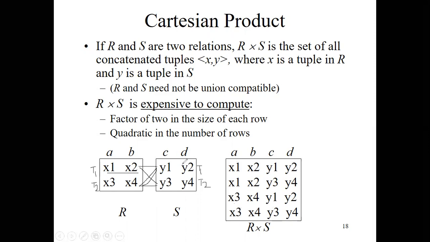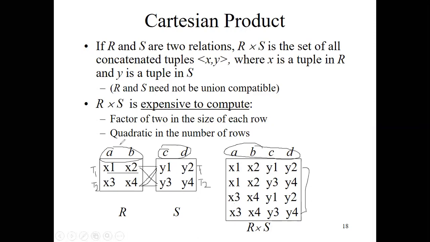So how many total attributes are there in R and S? 2 plus 2. How much will I get? 4. The resultant will have 4 attributes. And how many total tuples will I get? Here 2, here 2. 2 into 2 is again 4.